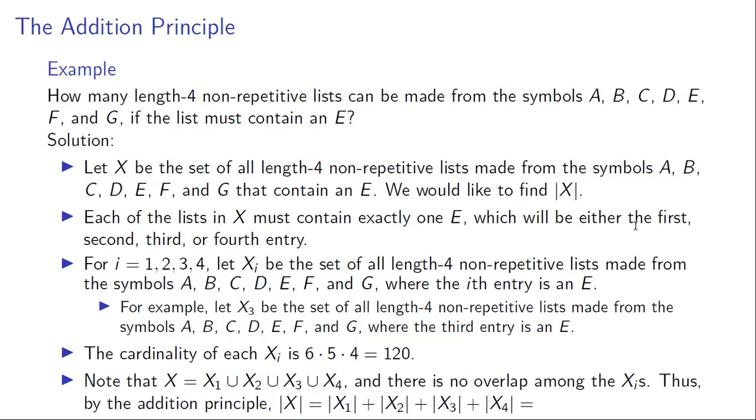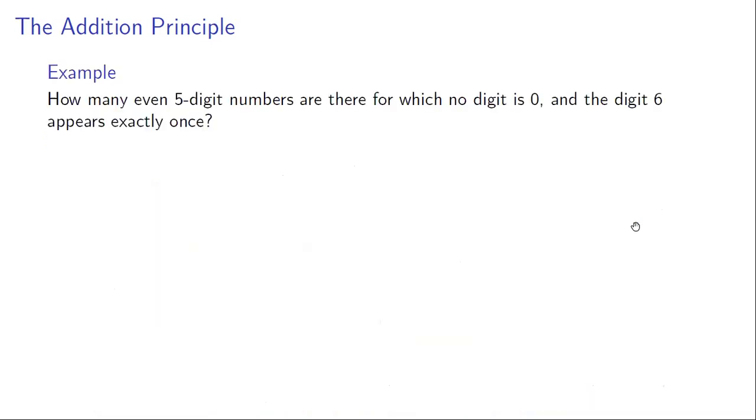Thus, by the addition principle, the cardinality of X, which is what we're trying to find, is the cardinality of X sub 1 plus the cardinality of X sub 2 plus the cardinality of X sub 3 plus the cardinality of X sub 4. The cardinality of each of these smaller sets is 120. So if we add them up, we get 480. Another example of the addition principle.